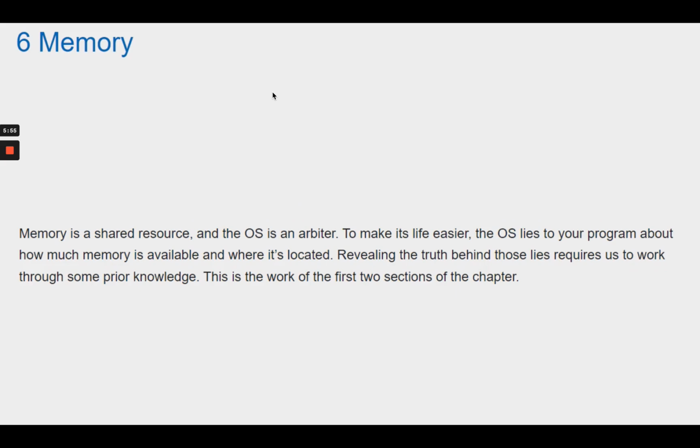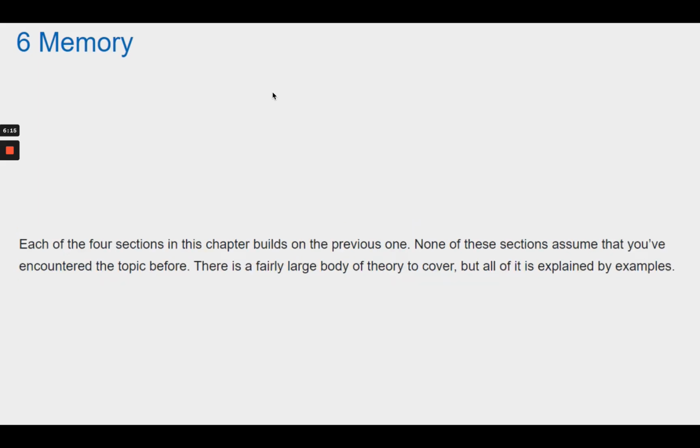Memory is a shared resource, and the OS is an arbiter. To make its life easier, the OS lies to your program about how much memory is available and where it's located. Revealing the truth behind those lies requires us to work through some prior knowledge. This is the work of the first two sections of the chapter. Each of the 4 sections in this chapter builds on the previous one. None of these sections assume that you've encountered the topic before. There is a fairly large body of theory to cover, but all of it is explained by examples.